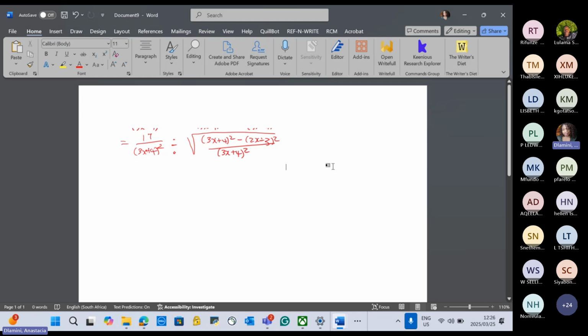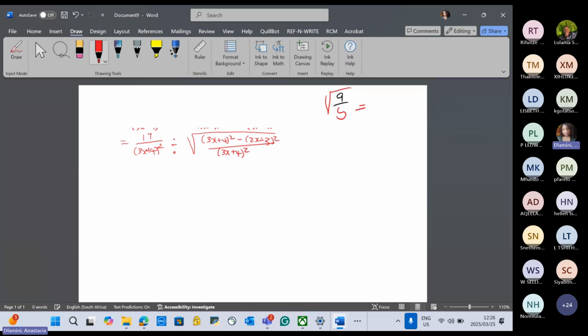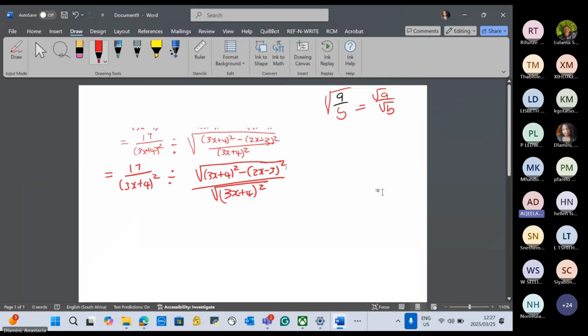She's saying that we know the rule that says square root of A over B is the same as square root of A over square root of B. So we can go and do that. So then this equals 17 over square root of 3x plus 4 squared, divided by square root of 3x plus 4 squared minus 2x minus 3 squared over the square root of 3x plus 4 squared. Then what happens? Then we flip around the last fraction.